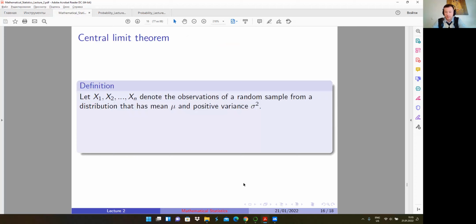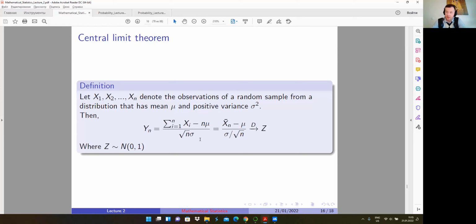So now the final result in this lecture, which is based on the idea of convergence in distribution, we call the central limit theorem. Let's say we have the observations of a random sample, x1, x2, ..., xn, so random variables. They are IID. They have a distribution with the mean mu and positive variance sigma squared. Non-zero variance it must be.